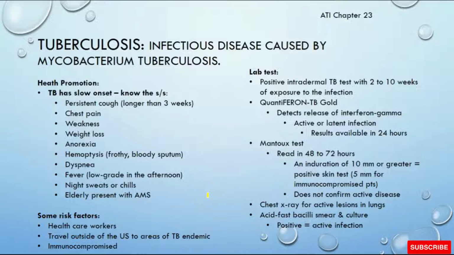Tuberculosis, in terms of nursing care, what you need to know is symptoms: cough, weight loss, anorexia, bloody sputum, low-grade fever, night sweats or chills. Those obviously at risk are going to be your healthcare workers, those who go into areas that have a higher incidence of TB.